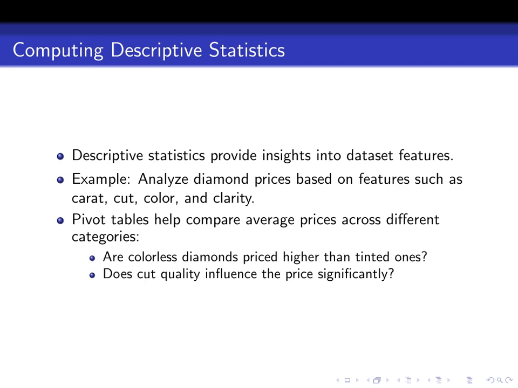Descriptive statistics are essential for understanding dataset features. For example, you can analyze diamond prices based on their carat, cut, color, and clarity. Pivot tables are particularly useful for comparing average prices across categories. For instance, you can explore whether colorless diamonds are priced higher than tinted ones or assess the impact of cut quality on price. This step provides a detailed snapshot of your data.